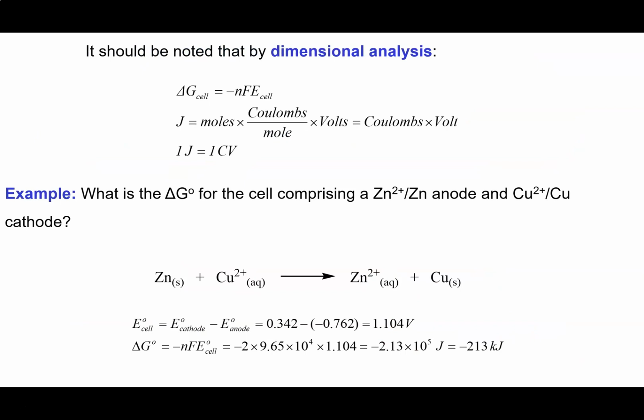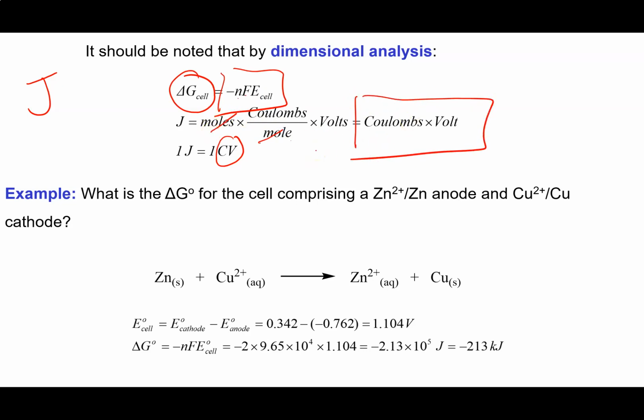Now, this is just by the way: Gibbs free energies are energies, so they're in joules. But if we do the dimensional analysis on the other half of our equation, we'll see that we end up with some different units. We end up with units of coulomb volts. So n is our moles, F is Faraday's constant, which is coulombs per mole of electrons, and then our cell potential has units of volts, so moles cancel out, and we end up with units of coulomb volts.